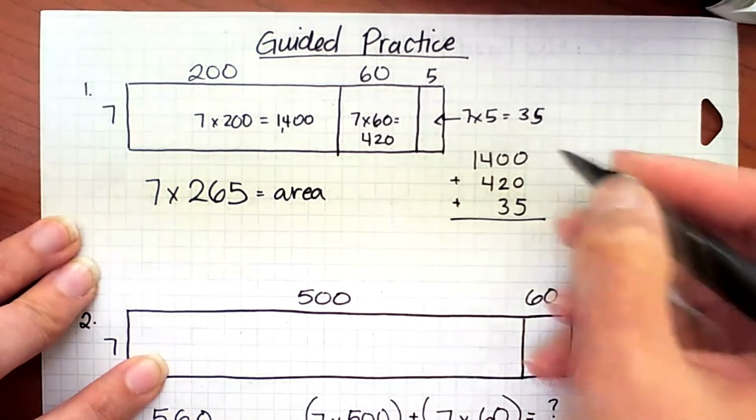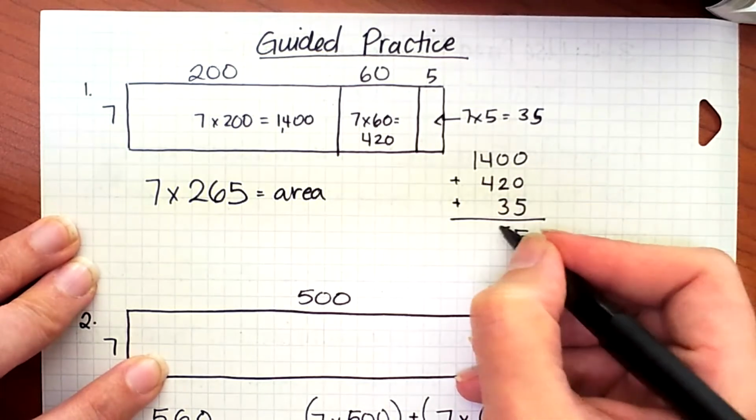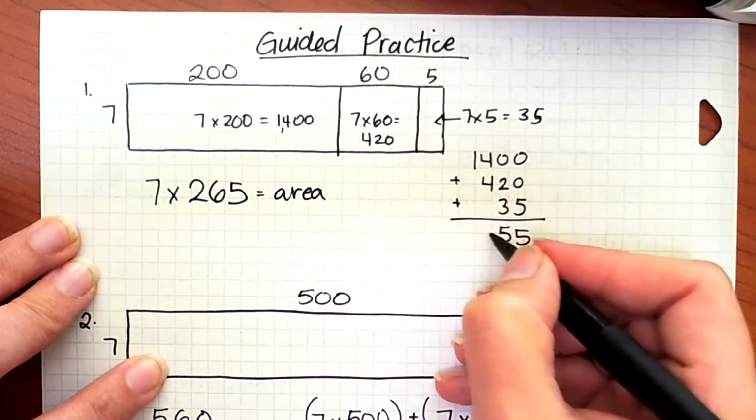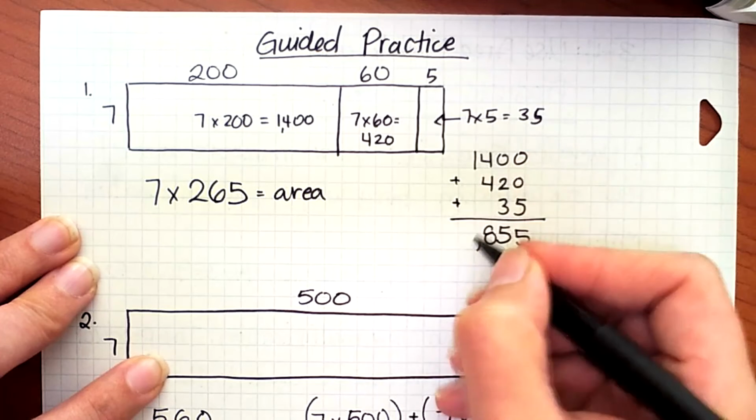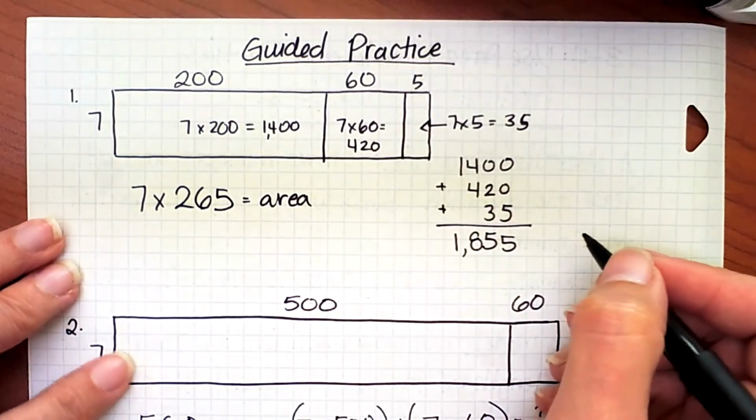And I can solve. 0 and 0 is 0, and 5 is 5. 0 plus 2 plus 3 is also 5. 4 plus 4 is 8. And then I drop that one. So my area is 1,855.